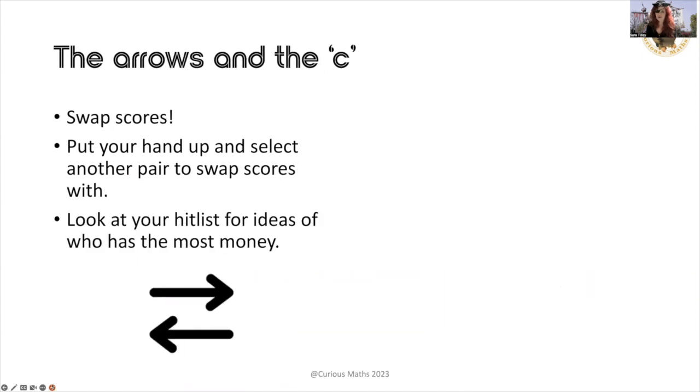The icon arrows are all about swapping scores. So once again, because it's got a star next to it, the pair need to put their hand up and they can choose another pair to swap scores with. Now this is great when it comes to the hit list because hopefully they'll have a couple of names down there that they can choose from.